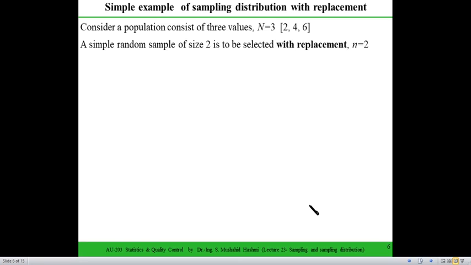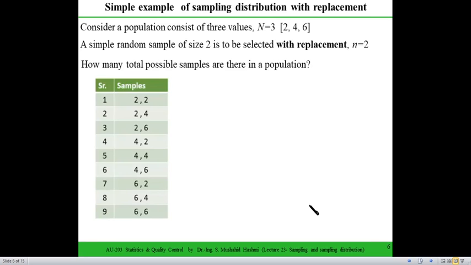What we are doing is sampling with replacement. Once we pick an element, let's say we pick 2, and then we pick another, we replace the 2 back into the pot. This is called with replacement. So the question is how many total possible samples you can form from that population. 2 and 4 could be one sample, 2 and 6 could be one sample, 4 and 6 could be one sample. And since it is with replacement, you can put 2 back again.